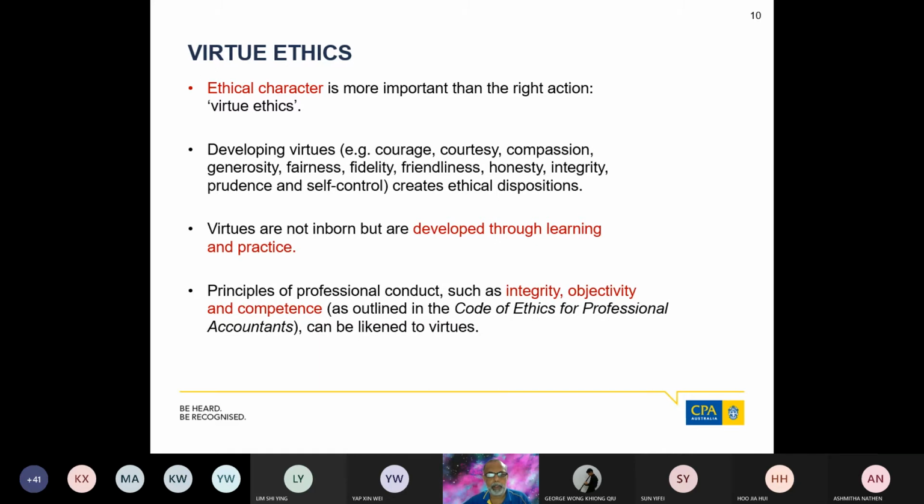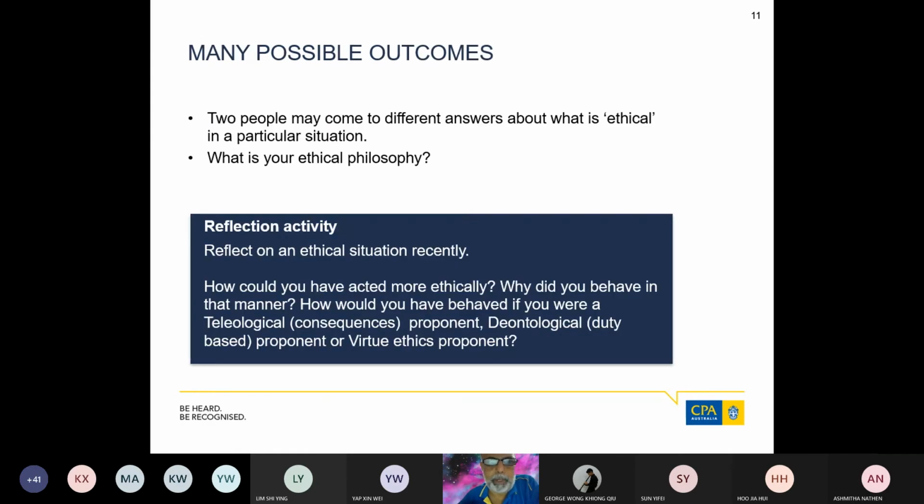So professional conduct: integrity, objectivity, competence. These can all be likened to virtues. The opposite of virtues is vices. I'm sure you've heard this word before, vices. So basically this philosophy says that your ethical character is more important than the right action. This is part of what they call virtue ethics. There are many possible outcomes, so two people may come to different answers about what is ethical in a particular situation.